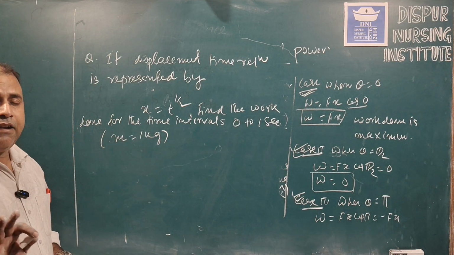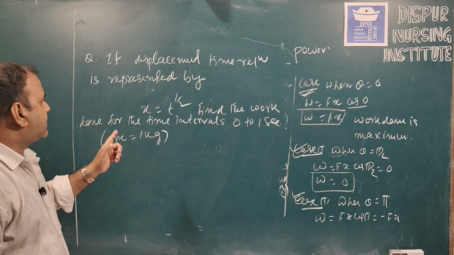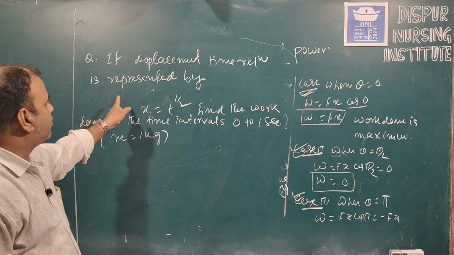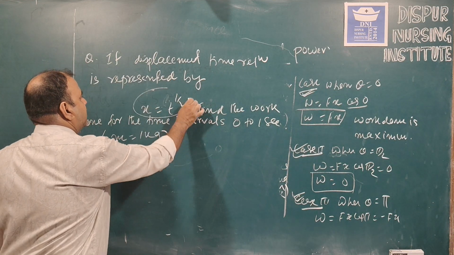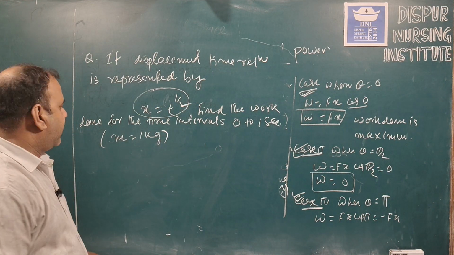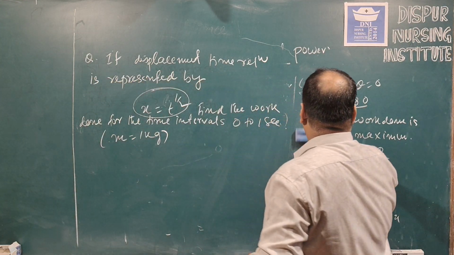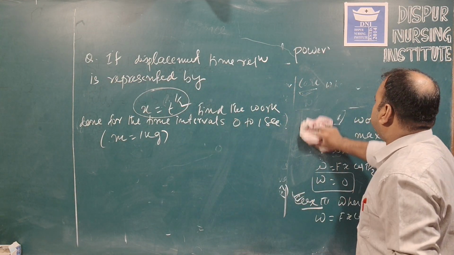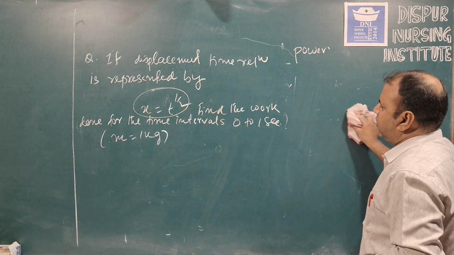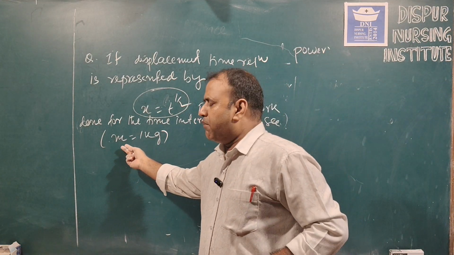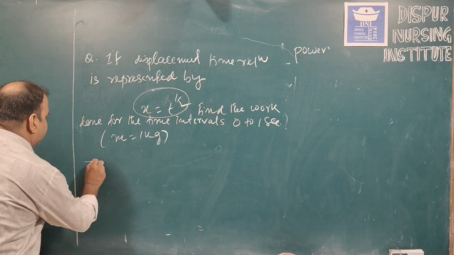So I have discussed the work done in terms of dot product. I have discussed it in terms of displacement. Now I am going to discuss it in terms of time, because here you see the displacement-time relation is given, and mass is also given. So you just see how to solve. Here the mass is given, 1 kg. So in this case the solution will be like this.